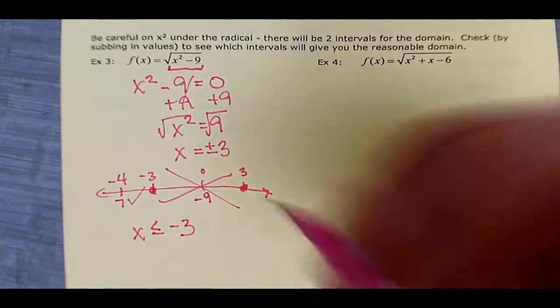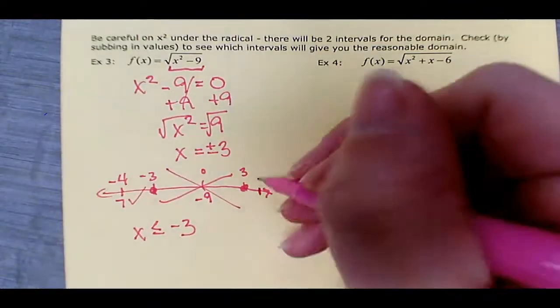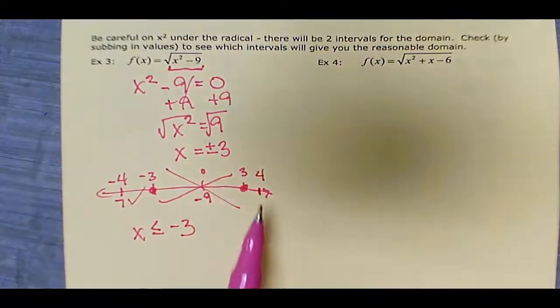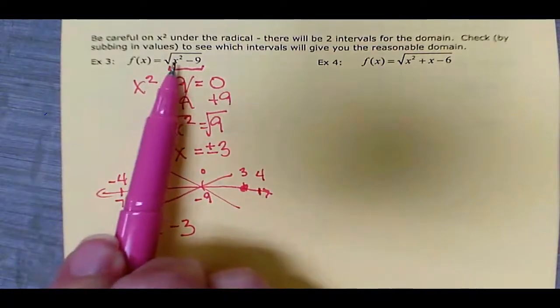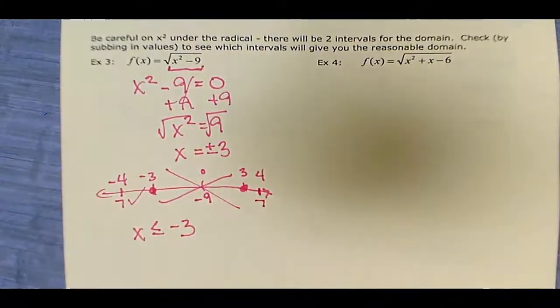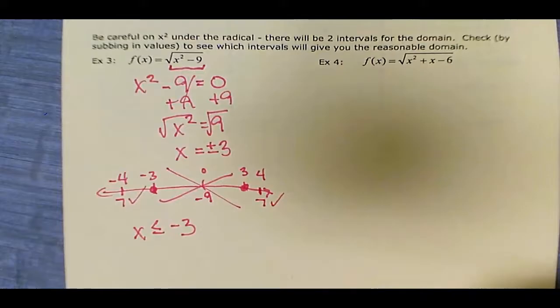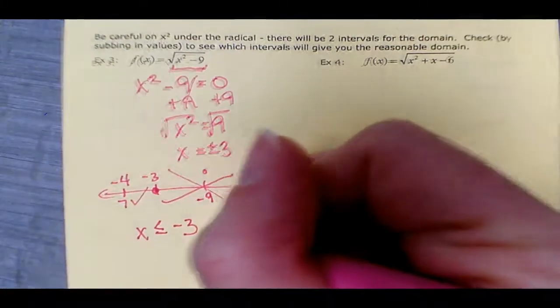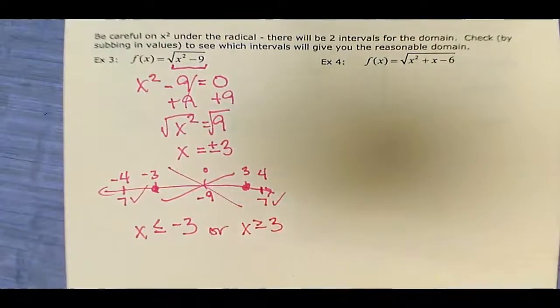And finally, I need to pick an x value out here. So anything greater than 3, maybe I pick a 4. So if I substitute 4 as an x, 4 squared is 16. 16 minus 9 is another 7. That's a positive radicand, so that's perfect. That will work. So I can have x is less than or equal to negative 3, or I can have x is greater than or equal to positive 3. And those are my two inequalities for my reasonable domain.